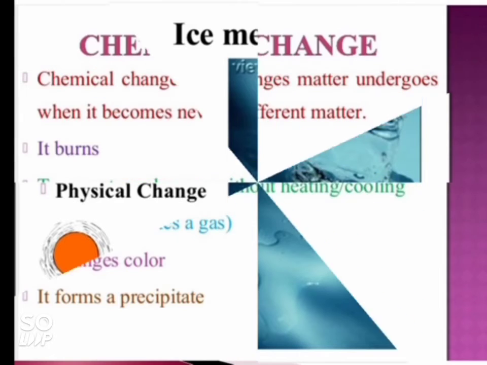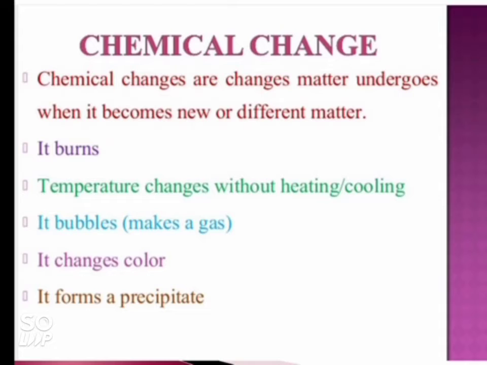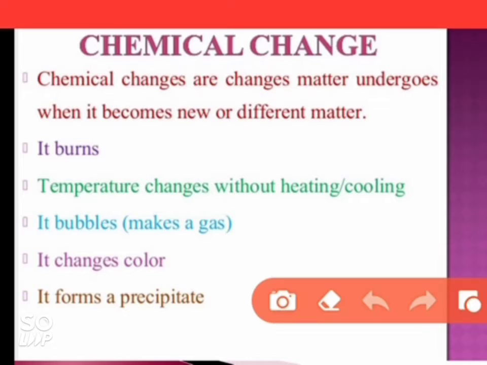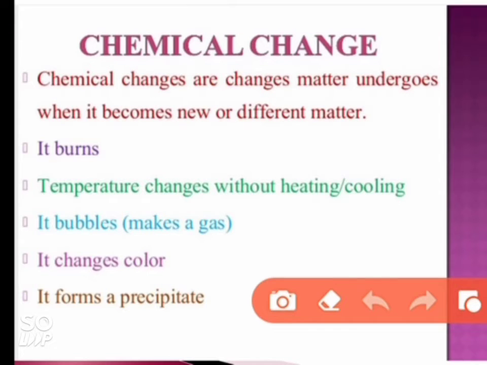Now, come to our next topic, which is chemical change. A chemical change occurs when two or more chemical substances react to form a new product. The product has an entirely different set of properties, or chemical changes are changes matter undergoes when it becomes new or different matter or substance.